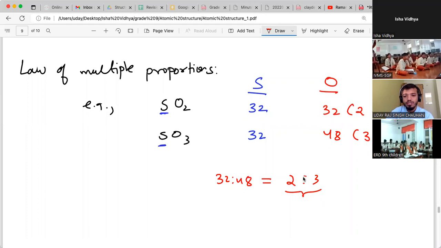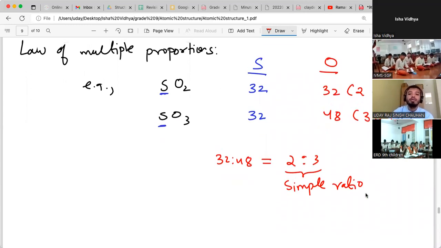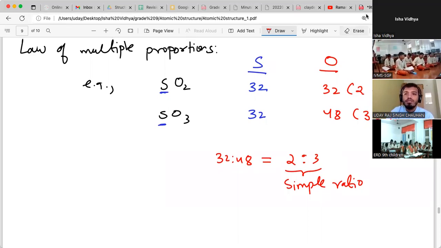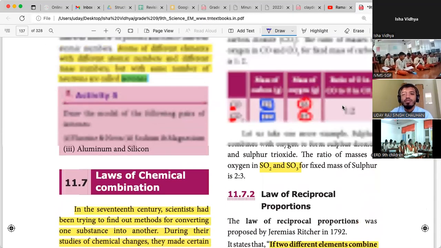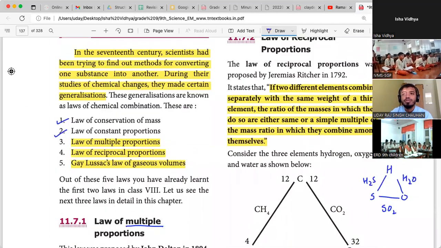This is a simple ratio. What you have to do in the law of multiple proportions is fix one element, and find the mass of the other element which is combining with the fixed mass of the first. It should be the same in both, and then find the mass of the other element which it is combining with, and find the ratio of that. It will be a simple ratio. This is your law of multiple proportions, right? All of you are clear with it?